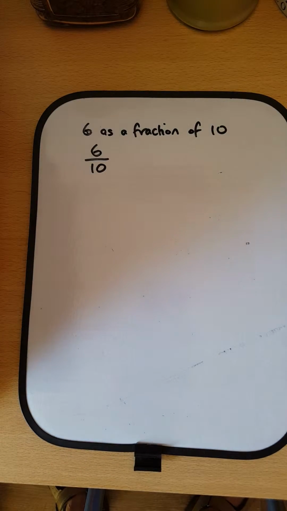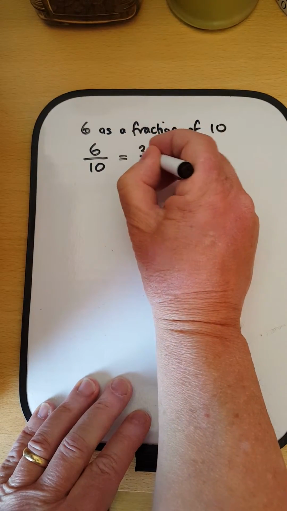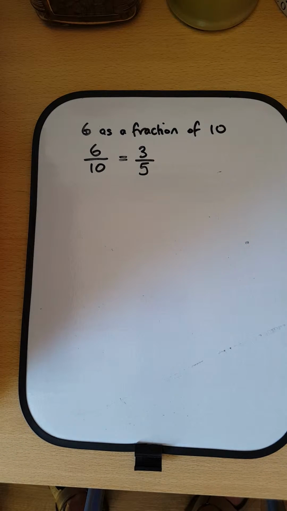That's not it, because that fraction is simplifiable, isn't it? You can half both of those numbers. Half of 6 is 3, half of 10 is 5. You can't do any more to those numbers, so 6 as a fraction of 10 ultimately is 3/5, 3 over 5. But it's the same basic principle.